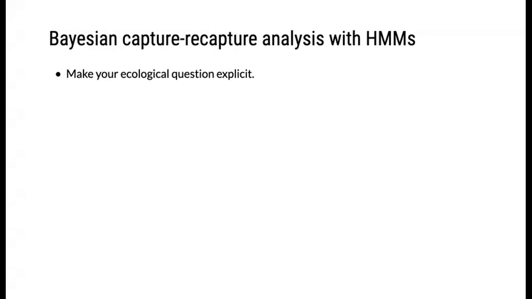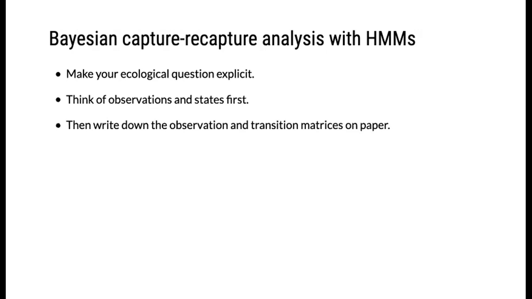Now, in terms of modeling, like we said several times, don't jump onto your keyboard right away to try and code your model. Spend some time thinking about your model with pen and paper. In particular, make sure you have the observations and the states of your hidden Markov model. Then write down the observation matrix.